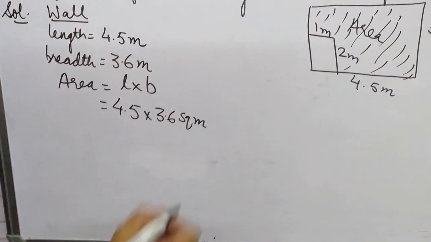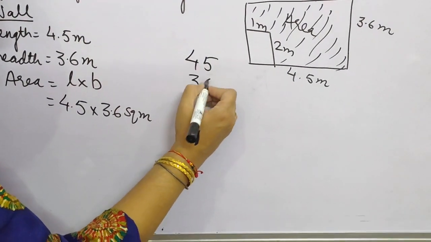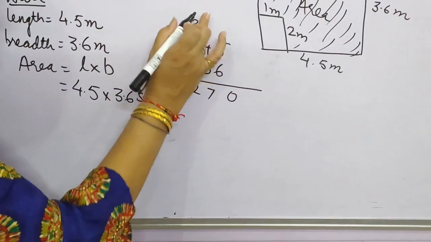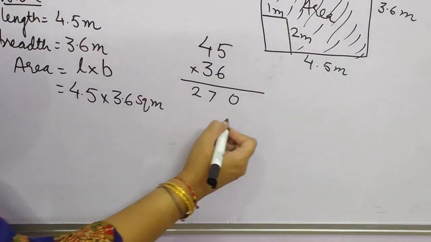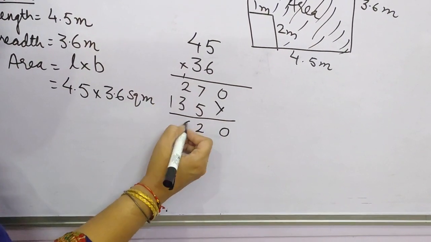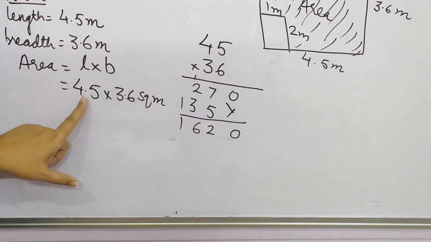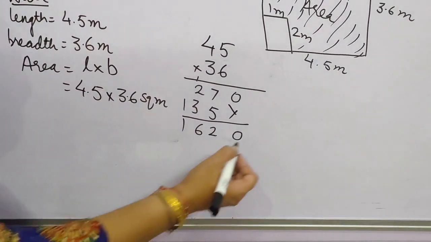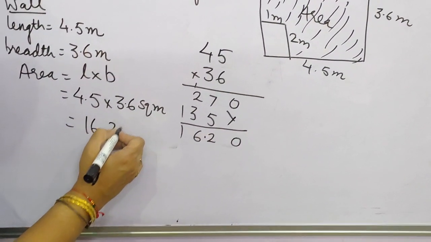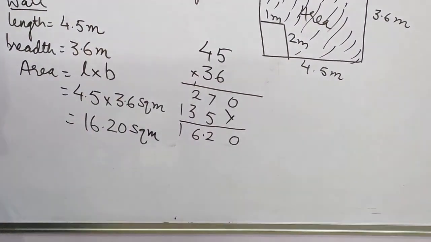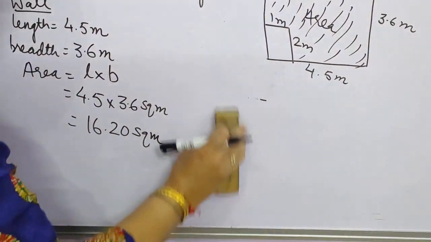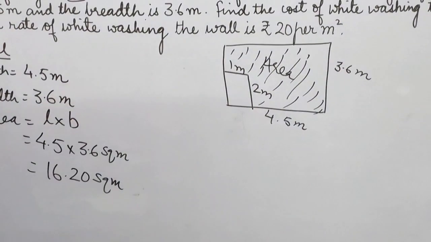Now when we are to multiply, let us multiply these two numbers without the decimal. 6 5s are 30. So it comes out to be 1620. Now since there are two digits after the decimal, counting from the back, we are to put the decimal after two digits. So it will be 16.20 square meters. Now this is the area of the wall, the complete area of the wall, which includes the door.